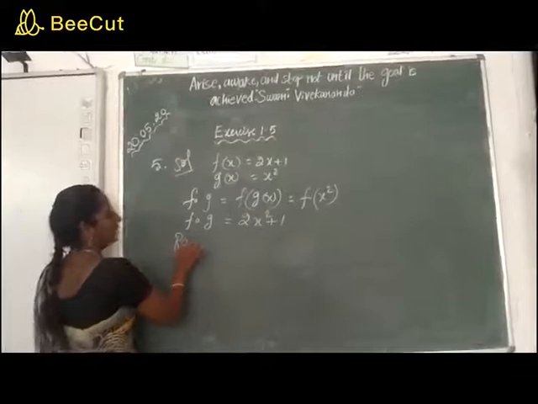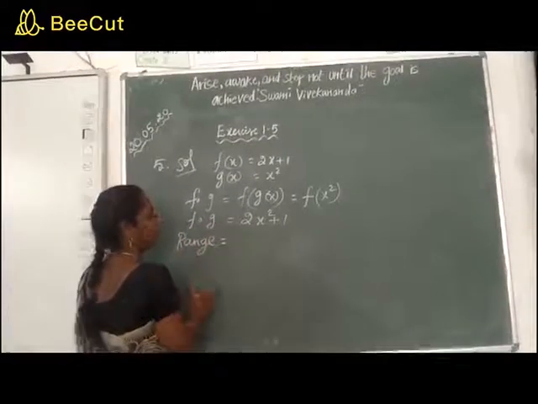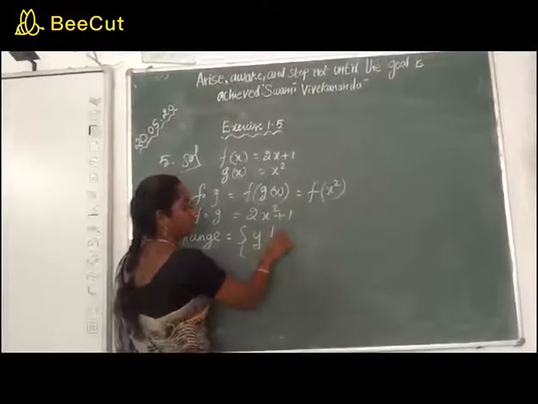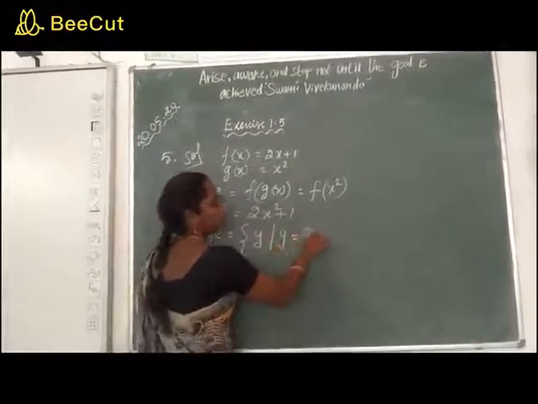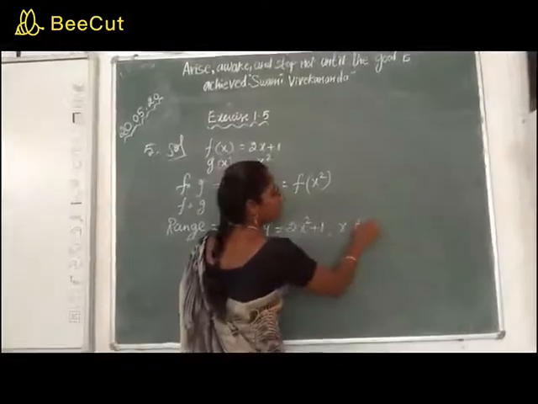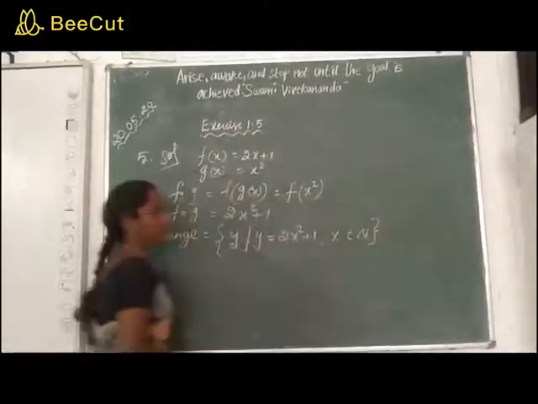Now write the range of the function. Range is equal to, we take this value as y, so y such that y = 2x² + 1, where x is an element of natural numbers.